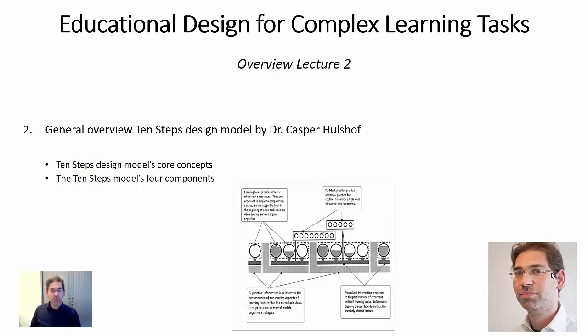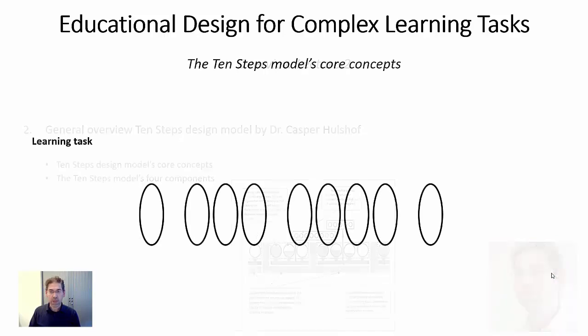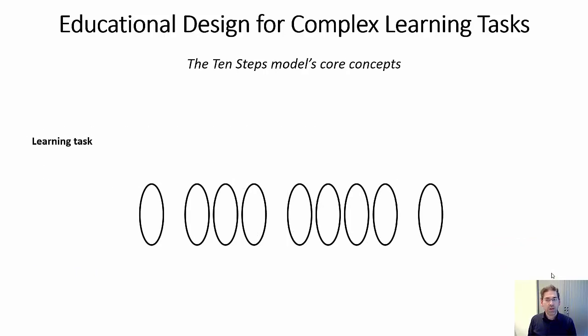In this lecture I will look at some of the steps in the 10 steps model, but basically I'll focus on the core concepts of the model, which are 4 components. Now if you look at the figure on this slide, you can see that it looks quite complex, and I'll walk you through the model. So what are the 10 steps model's core concepts?